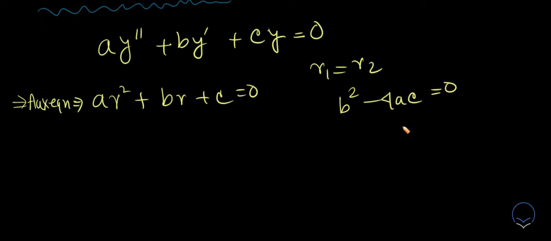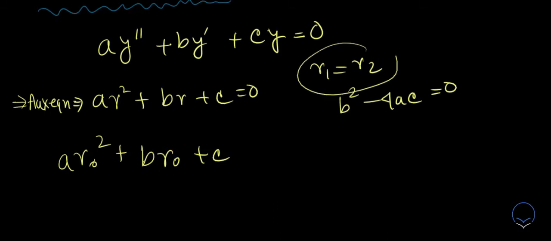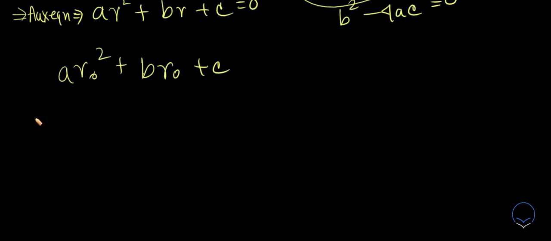If you require that, then instead of typing R1 and R2, let's call it just R0. So the auxiliary equation will now be a r0 squared plus b r0 plus c. This R0 is just a notation denoting the fact that R1 and R2 are equal, that is the repetitive characteristic roots. So again, let us choose a solution.